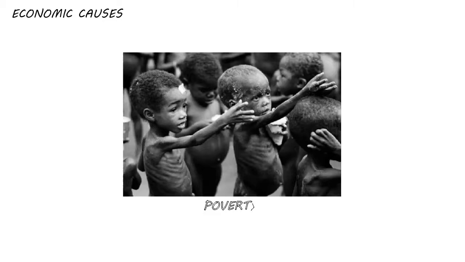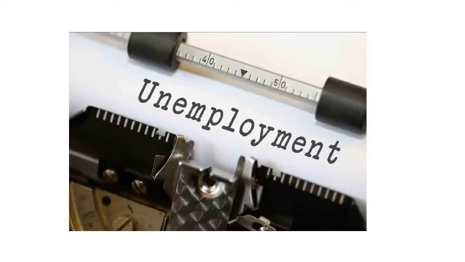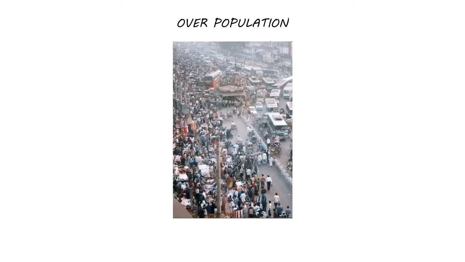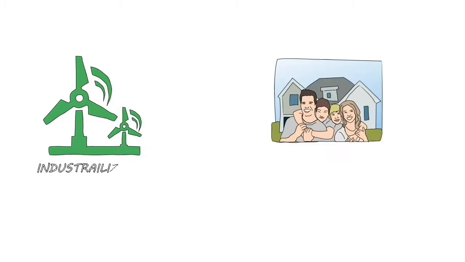The next cause was economic causes. Poverty was one of the reasons for the increase in crime rate. The next reason was unemployment. The third reason was overpopulation. As the population grows, the jobs become fewer. As the jobs become fewer, unemployment grows, and the people who are unemployed search for other sources of income and are attracted towards crime. The other causes which increase the crime rate were industrialization and urbanization. These two factors also affect the growth of crime.